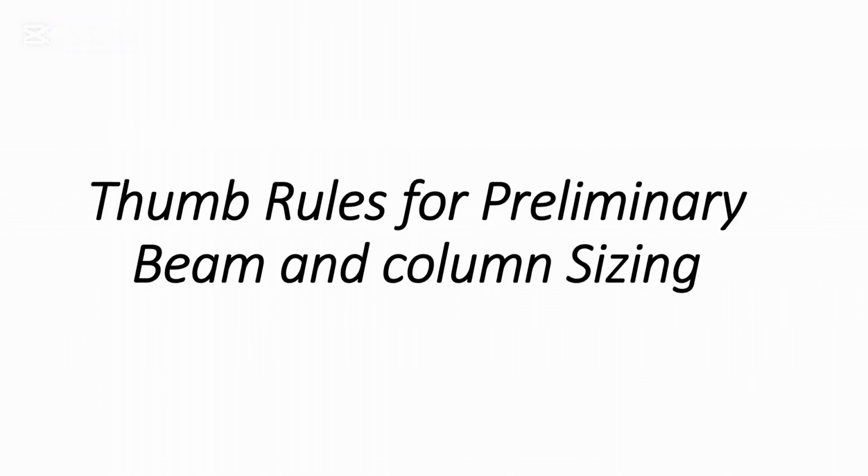In this lecture, I will show you some of the thumb rules that you can follow for preliminary beam and column sizing. Now coming to the beam sizing, you can consider the effective depth of the beam as span of the beam divided by 12 to 15. So for example, if your span of the beam is 15 feet, then you can consider an effective depth of around 1 feet, which is approximately 300 mm.